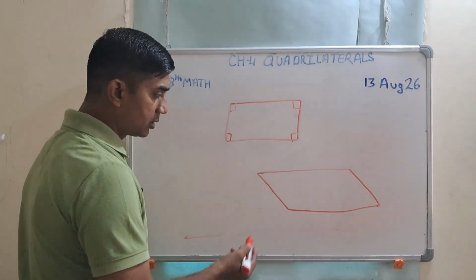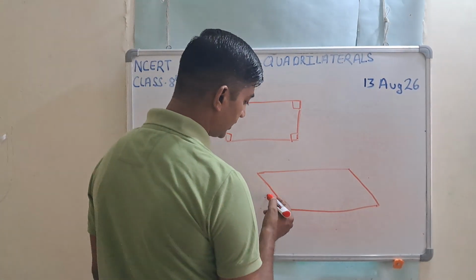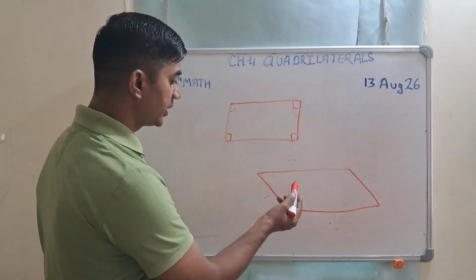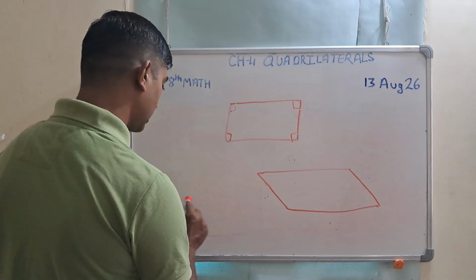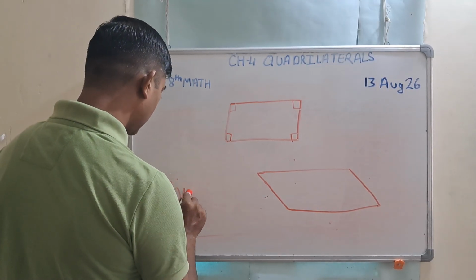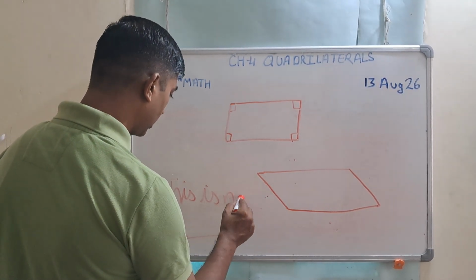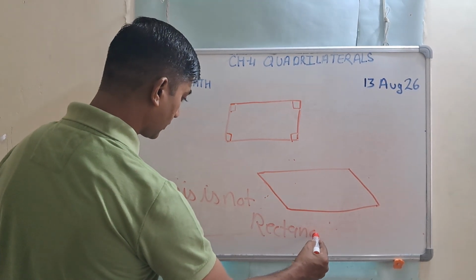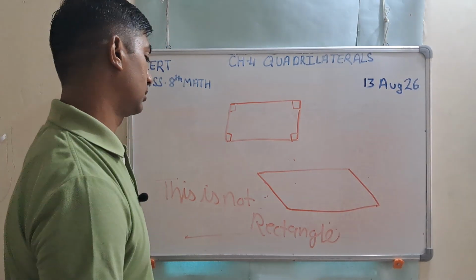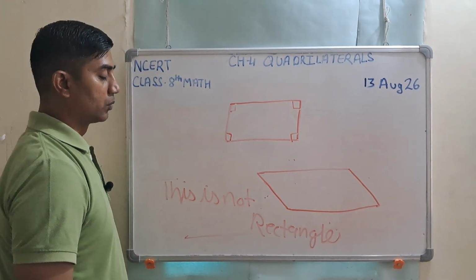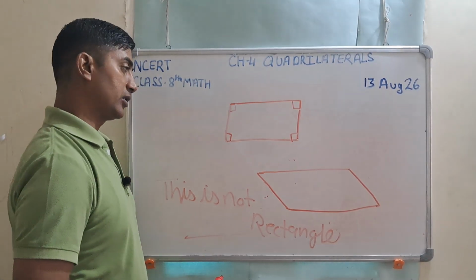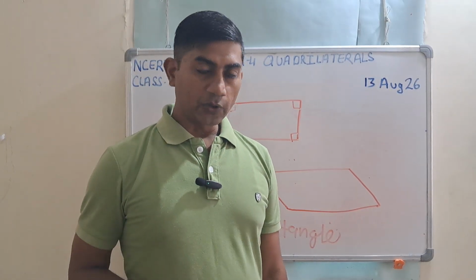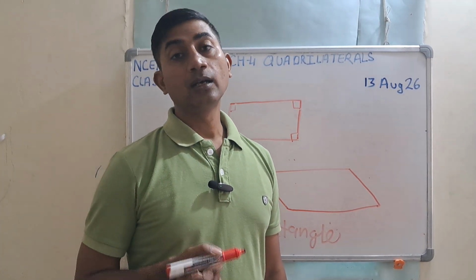What you will observe is that opposite sides are parallel, but this figure is not a rectangle. Understood? This figure is not a rectangle. So we come to a conclusion that if we say opposite sides are parallel in a quadrilateral, it is not necessarily a rectangle.